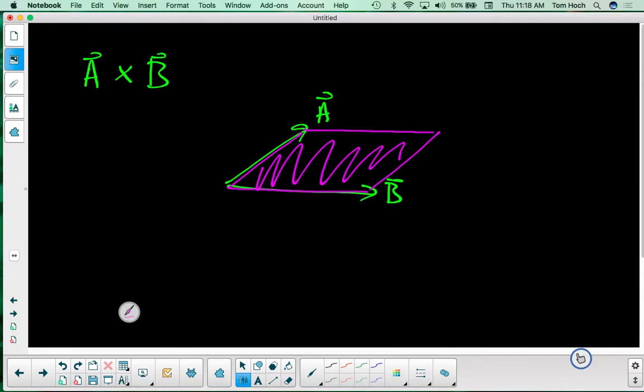Well, if you remember the formula for a parallelogram, it's the base times the height. But if I call this theta, then what is this in terms of A, B, and theta? What is this side? A sine of theta. Very good. And so then, to get the area of this, it's A sine of theta times B. So we write this A, B, sine of theta. That is the area swept out by the two.